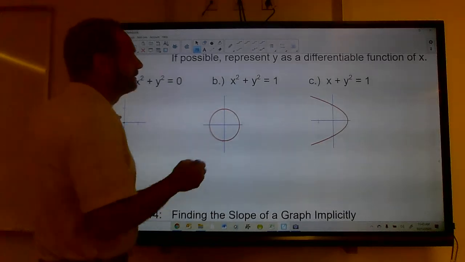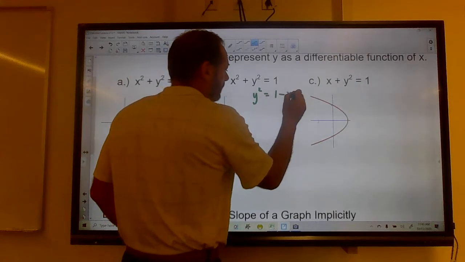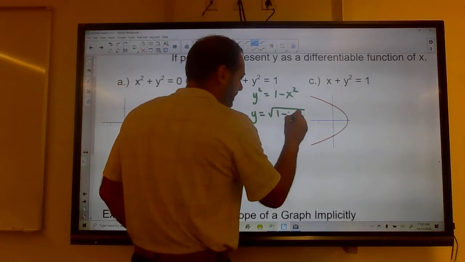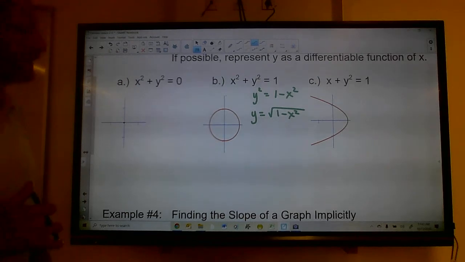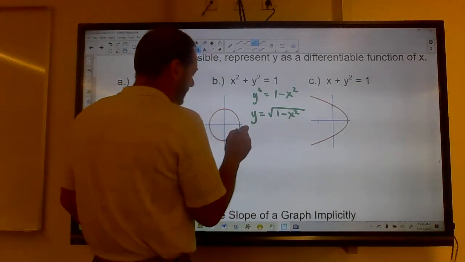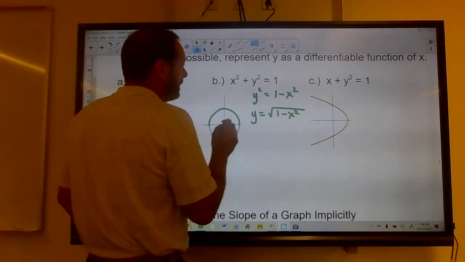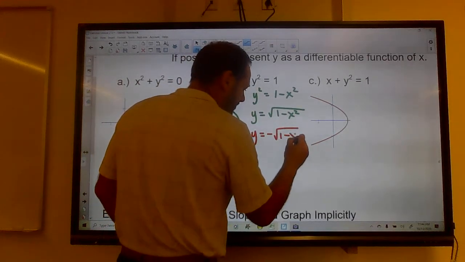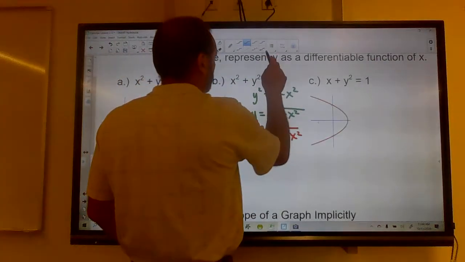Okay, this one I can do. I can solve for y squared, and then I can solve for y. But remember, when you take a square root, you get a positive and a negative answer. So this right here is just the top half of the circle. If I want the bottom half, I'm going to put a negative on the front of this thing, and that's just the bottom half of that circle. So I actually have to represent this with two separate equations.